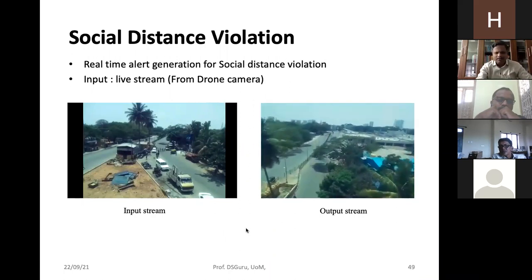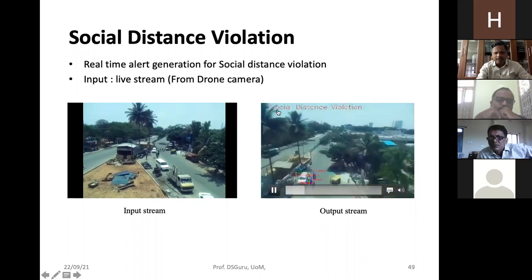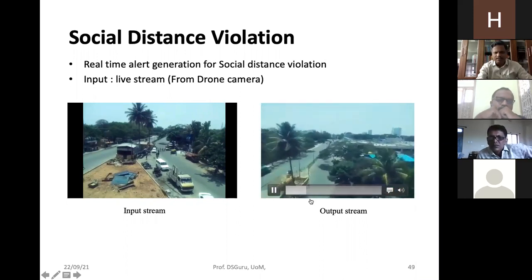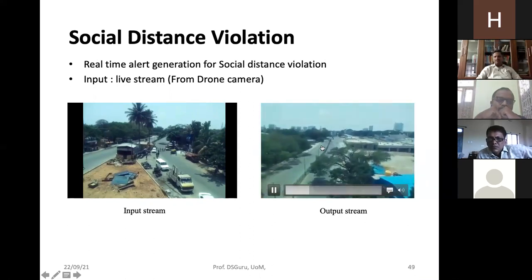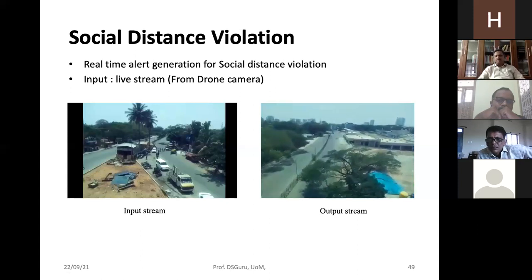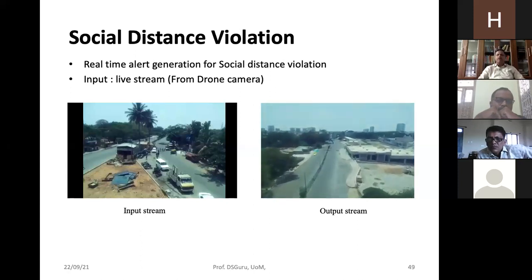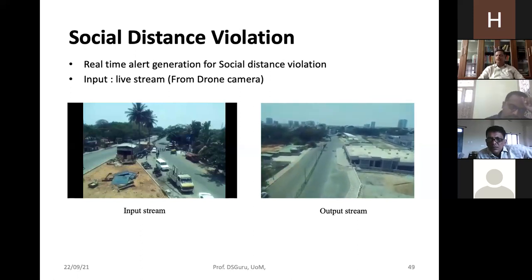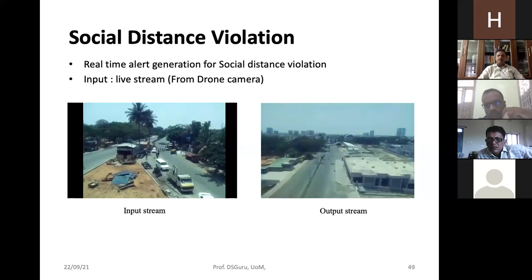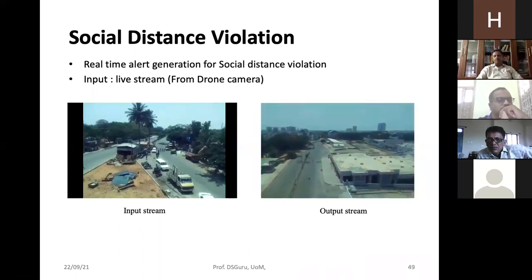Can you see that? Hope all of you can observe that here on the top, it says social distance violation, because there were people seen violating the social distance. This is a video captured by a drone camera. It's a real-time application which we proposed last year, in the month of June 2020, during the lockdown period. It's a Bangalore city drone picture.